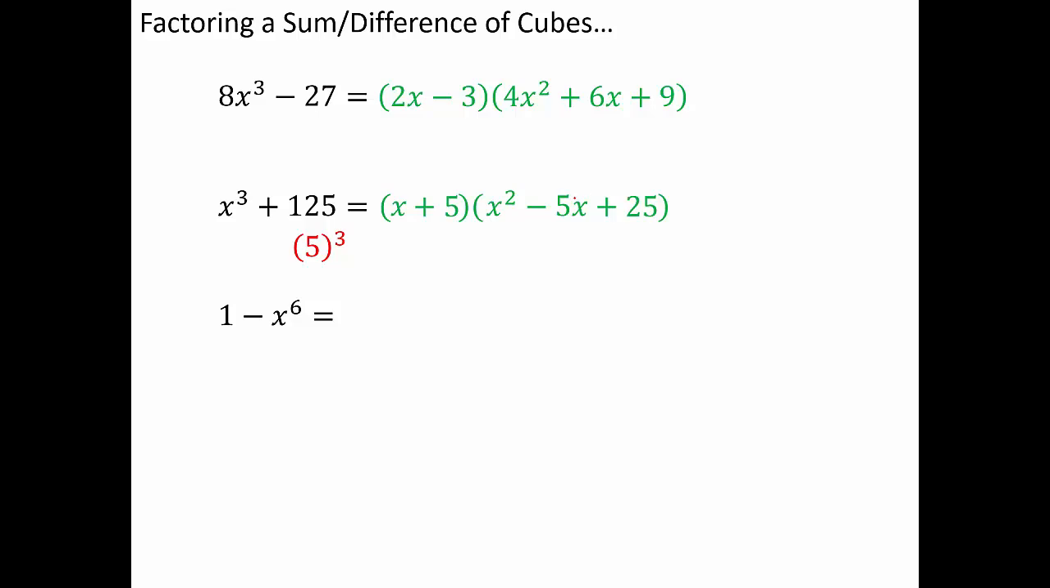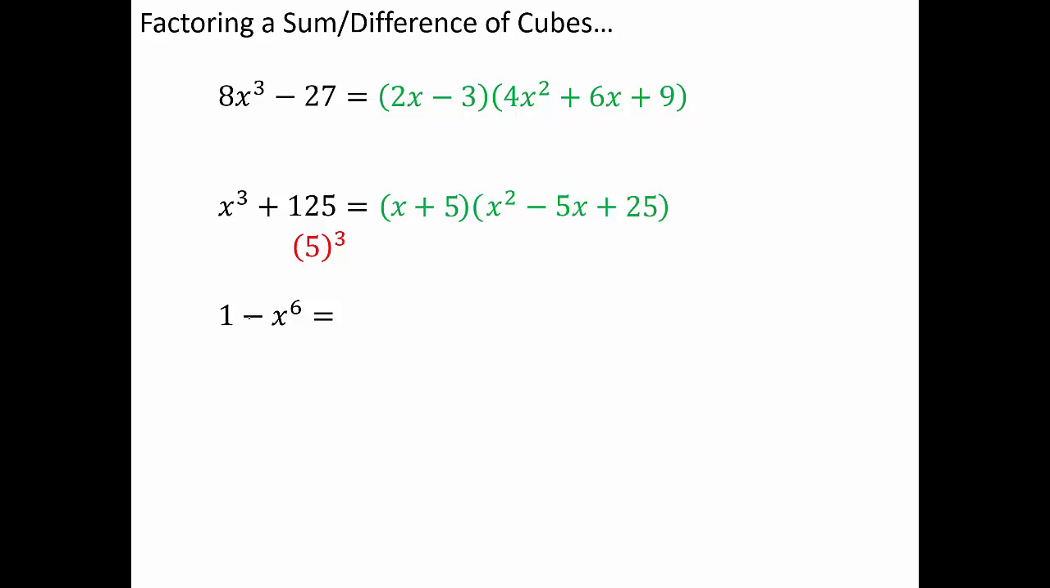There are no factors of 25 that add to -5. There are no factors of 36 that add to 6. Feel free to hunt for them. You're never going to find them. So rest assured, when you're doing a sum or a difference of cubes, that quadratic that you're left with is not going to be factorable.